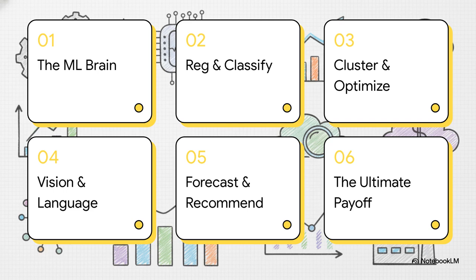1. The machine learning brain. 2. Regression and classification. 3. Clustering and optimization. 4. Vision and language. 5. Forecasting and recommenders. And 6. The ultimate payoff.